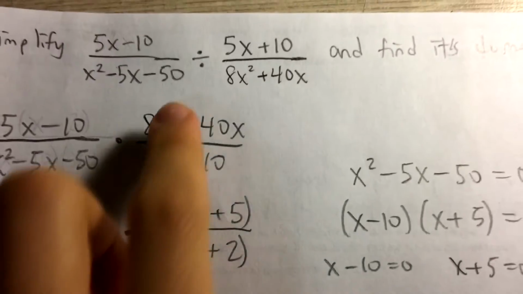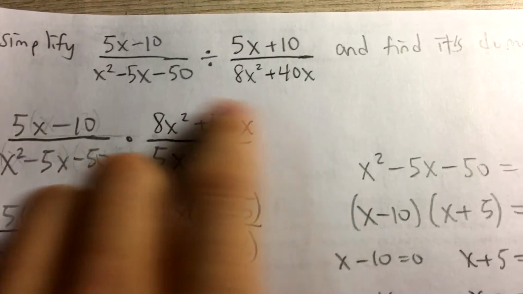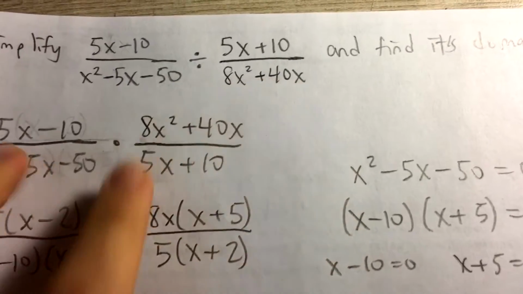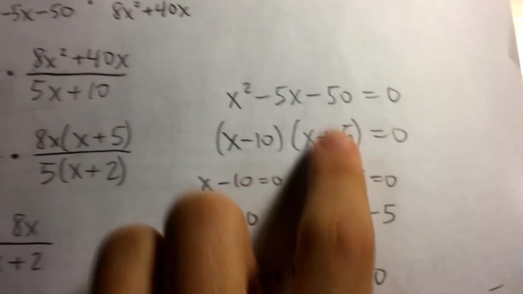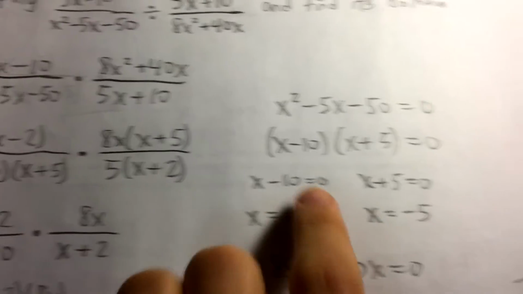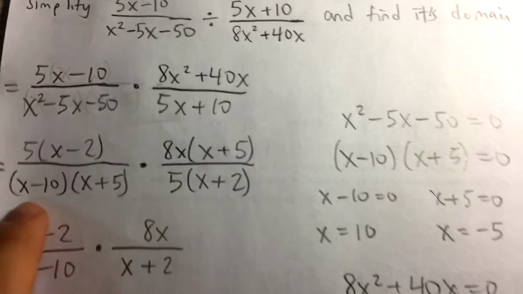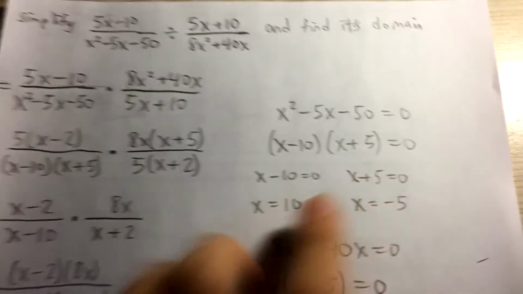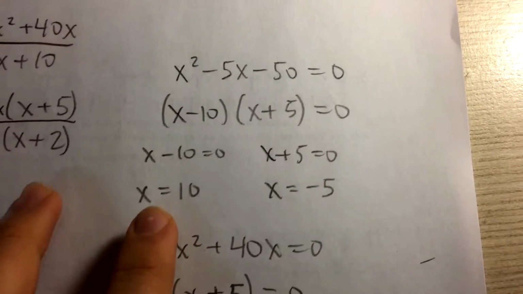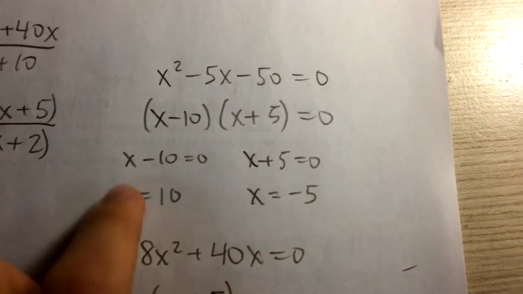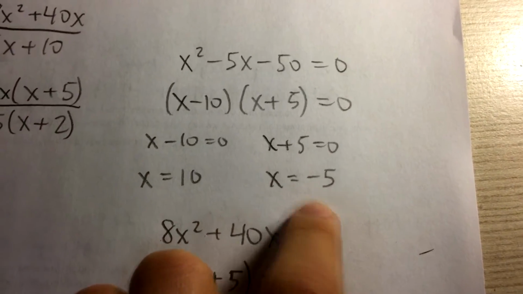As for the domain of this expression, the only restrictions on the domain would be if any of these denominators would be equal to 0. And so here, the first one, x squared minus 5x minus 50, if we set that equal to 0 and solve for x, see what values of x would make it 0, we can factor it just like we did over here, x minus 10 times x plus 5. And if we have the product of two terms equal to 0, that means either one of them must be 0, so x minus 10 equals 0, so x equals 10, or x plus 5 equals 0, so x equals negative 5.